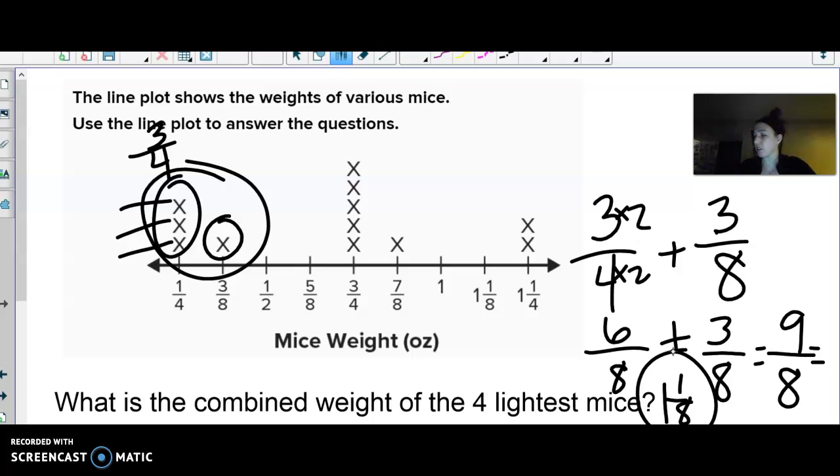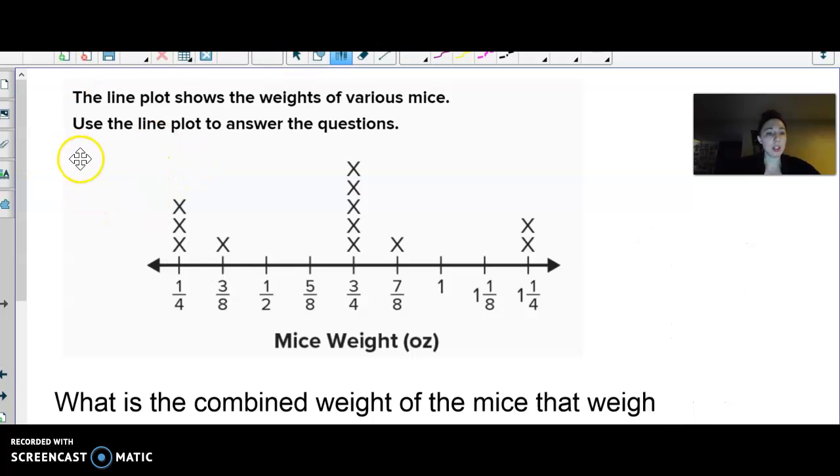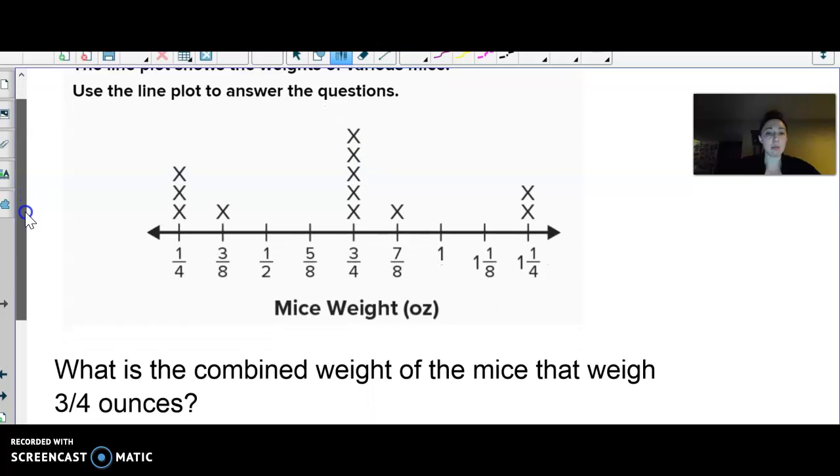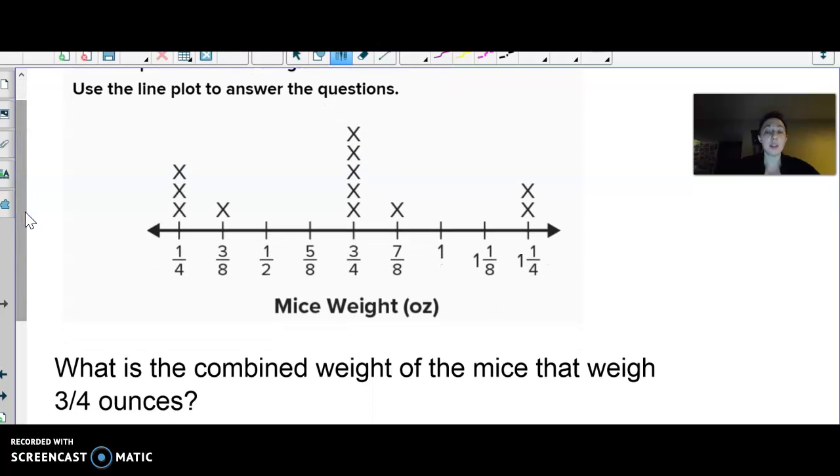Now you're going to want to keep this in mind, so maybe write it on your paper if you haven't already, because we're going to need to use it for a later problem. All right, what is the combined weight of all the mice that weigh 3/4 ounces? Go ahead and try.